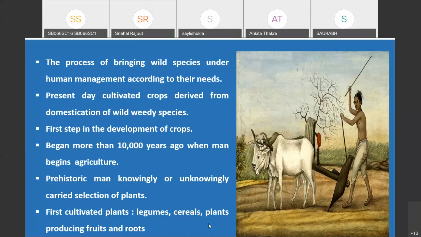It is believed to have begun more than 10,000 years ago when man began agriculture. Okay, prehistoric man knowingly or unknowingly carried out the selection of certain types of wild weedy species.